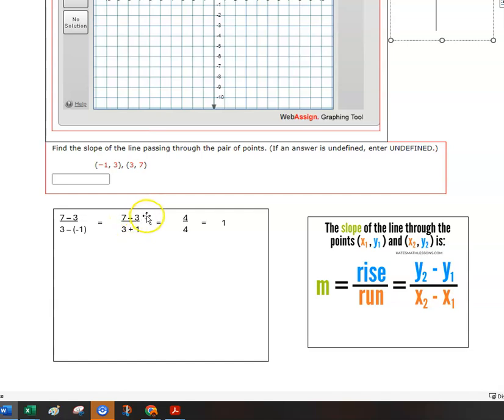I will do my subtraction or addition. I get 4 over 4. My slope is 1. So you'll have to have that formula, and I suggest each time writing it out. The more you write it, the more it gets stuck in your head.